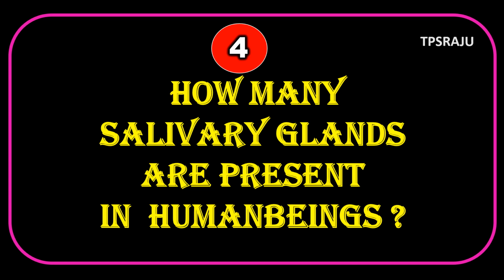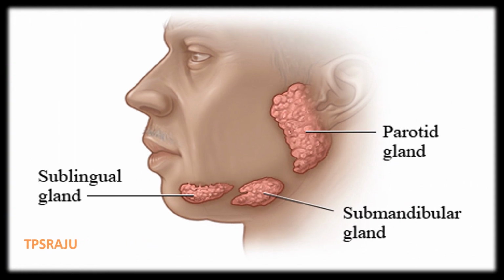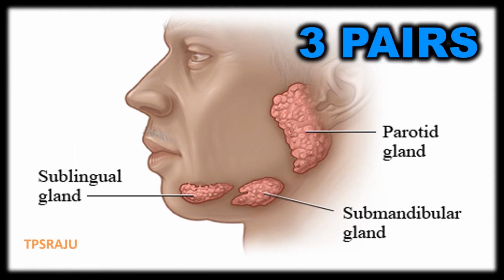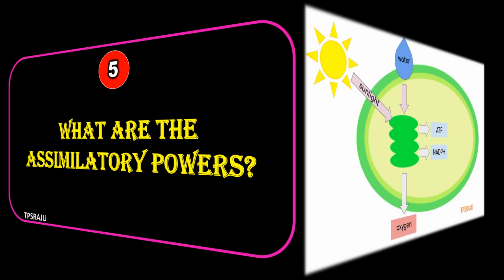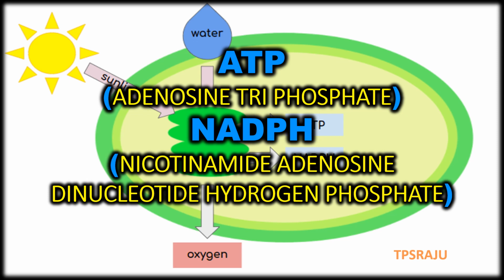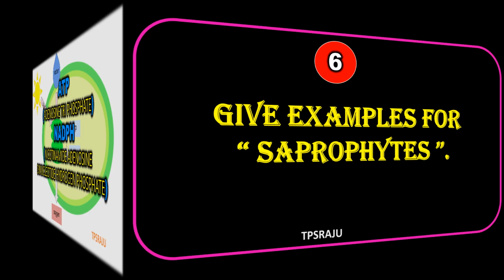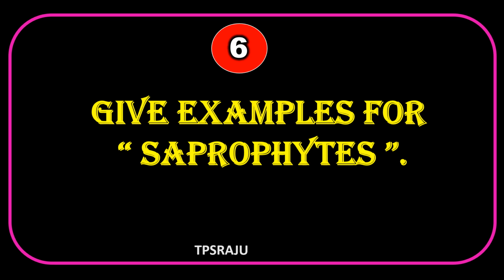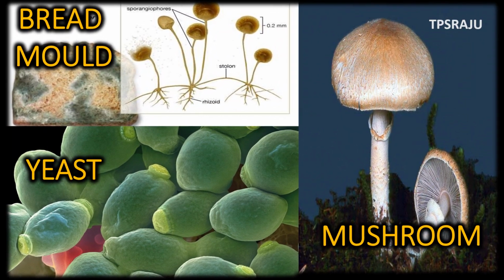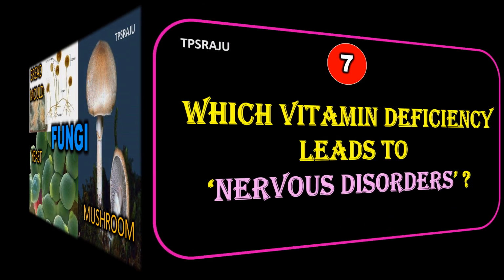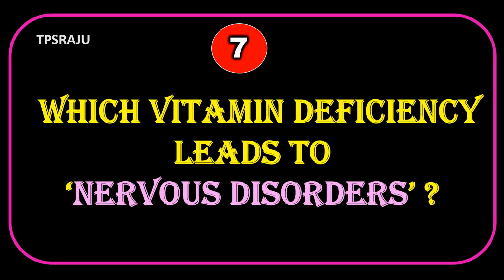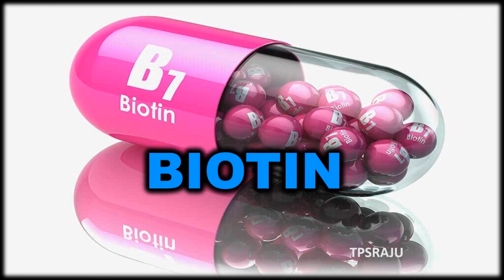How many salivary glands are present in human beings? 3 pairs. What are the assimilatory powers? ATP and NADPH. Give examples for saprophytes. Fungi, that is bread mold, yeast, mushroom, etc. Which vitamin deficiency leads to nervous disorders? Biotin.